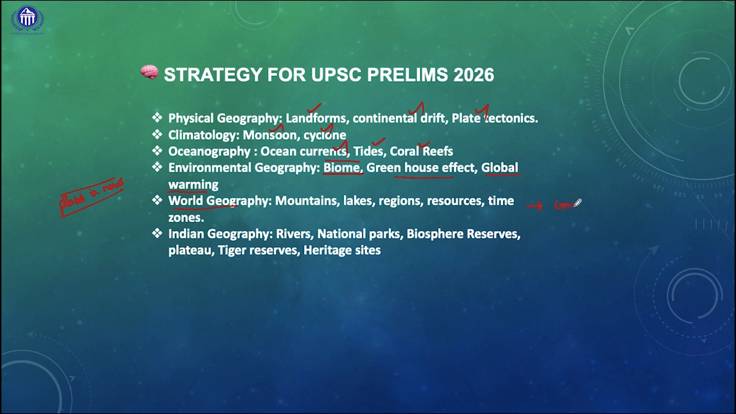You need to read the conventional geography segment covering everything, especially the places, and a continental approach is important. Try to start with North America, move to South America, Africa, Europe, Asia, then Australia and Antarctica. In this manner, you should cover all the important world geography, especially mountains, lakes, important regions, resources, and try to give maximum attention to time zones as well. And when it comes to Indian geography, here in the mapping segment, give maximum attention to rivers. Repeated questions have been asked in the past. Additionally, give importance to national parks, biosphere reserves, important plateaus, tiger reserves, and UNESCO World Heritage Sites as well, where questions can be expected from the mapping segment, students.